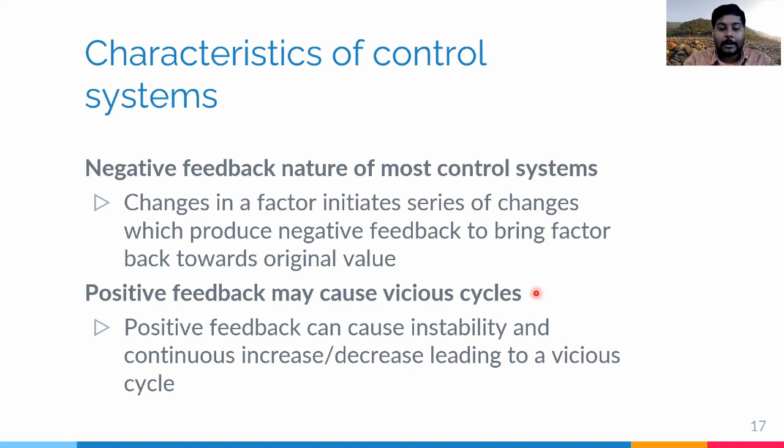Thus, positive feedbacks may cause vicious cycles which can be very harmful to the body and may also cause death. Positive feedback can cause instability and continuous increase or decrease in a particular factor, which can lead to a vicious cycle which is very harmful to the body. Let us cite an example of such a positive feedback cycle.